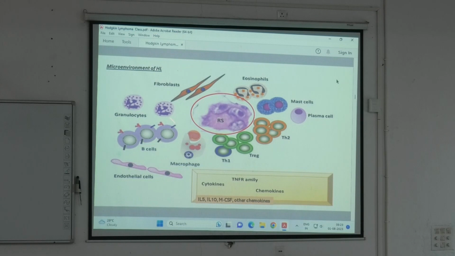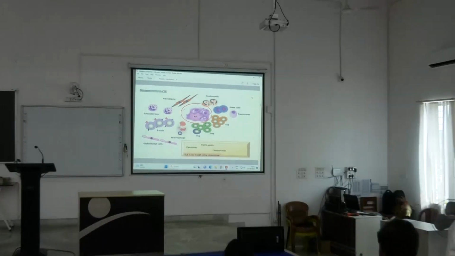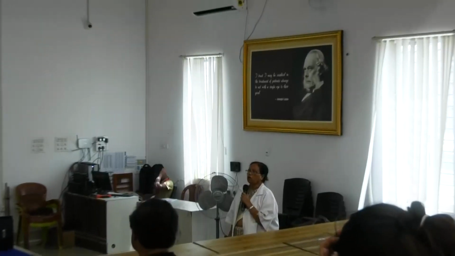See, the microenvironment that I mentioned: the cells secrete cytokines and chemokines, that is IL-5, IL-10, M-CSF and other cytokines and chemokines. They secrete these around the RS cells. These are the macrophages, granulocytes, T helper cells, mast cells, plasma cells, and eosinophils. All of these come into that area because of the secreted chemokines and cytokines, and produce a Hodgkin environment.